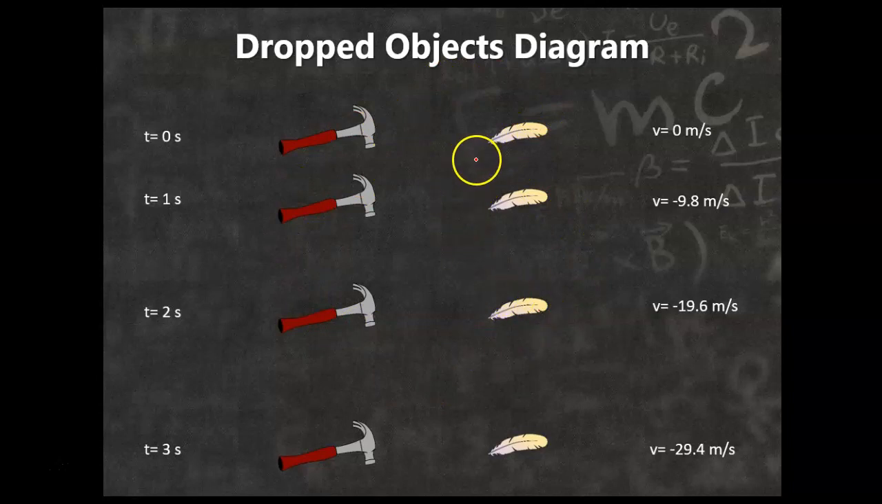If air was not there, if we drop this, and I'm actually going to show you a video where we drop a feather and a bowling ball in a vacuum, you will see that the two objects actually do speed up towards the Earth at exactly the same rate.